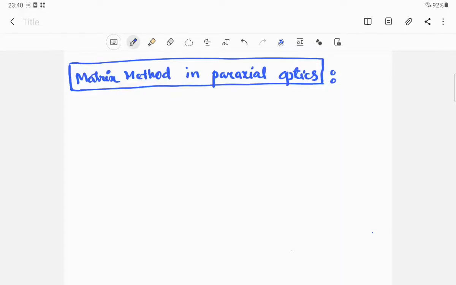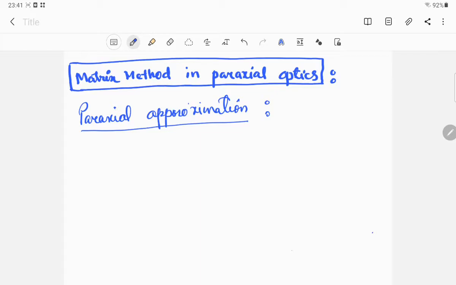Hello students, today we are going to discuss matrix method in paraxial optics. Before going into that topic directly, we need to discuss a simple consideration that is called paraxial approximation. Okay, so what happens under paraxial approximation?